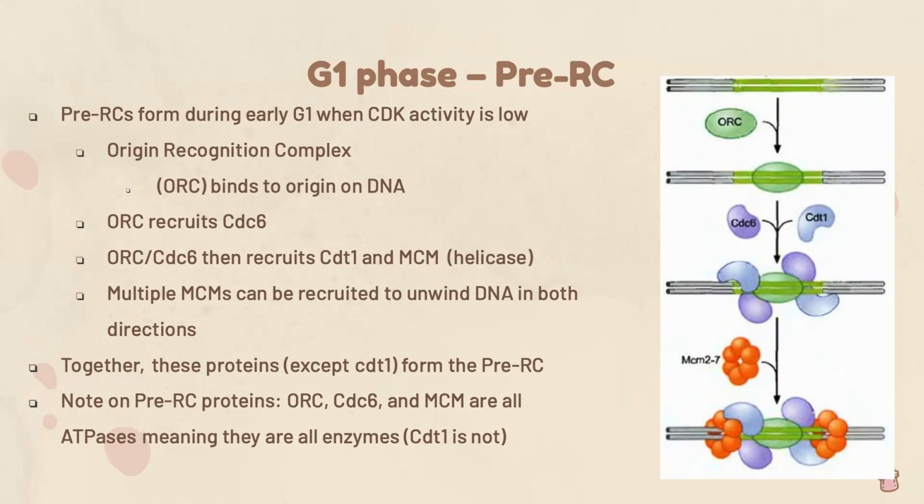CDT1 is not actually a part of the pre-RC, but it just helps recruit MCM. And then multiple MCMs can be recruited to unwind the DNA in both directions. And then all these proteins together, except CDT1, form the pre-RC. And ORC, CDC6, and MCM are all ATPases, so they can all hydrolyze ATP to ADP. And then CDT1 is not, but it's also not a part of the pre-RC.